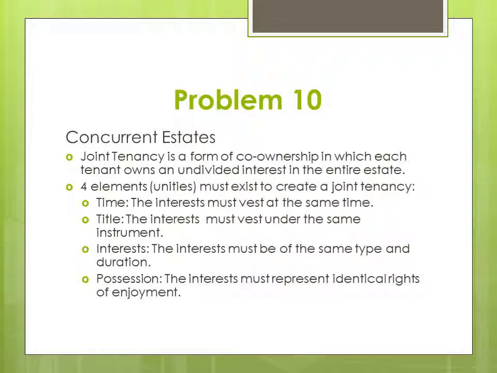So there are 4 elements or unities that must exist to create a joint tenancy. The element of time: the interest must vest at the same time. The element of title: the interest must vest under the same instrument, such as a deed. Interest: the interest must be of the same type and duration. And the element of possession: the interest must represent identical rights of enjoyment. Now the question is asking which of the following unities or elements are required to establish a joint tenancy. So answer A is correct. It's the only one that shows yes to time, title, interest, and possession.